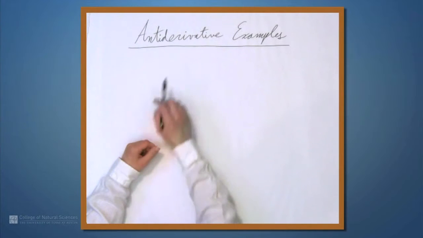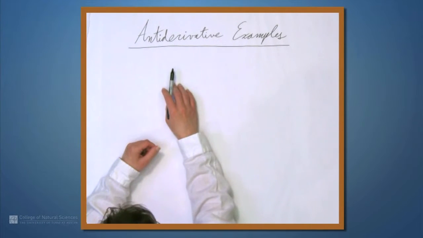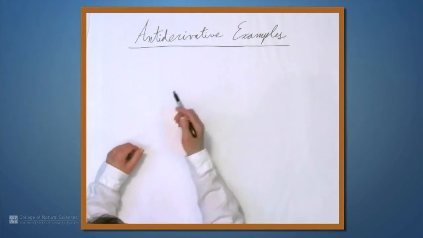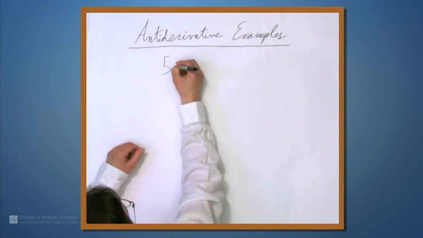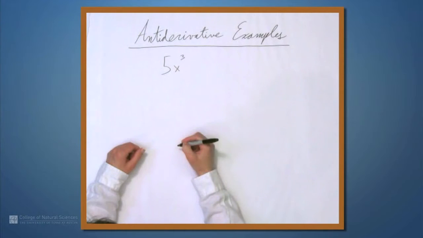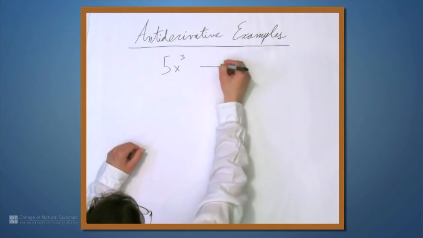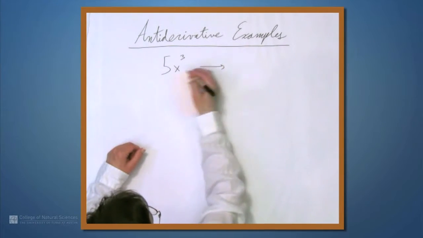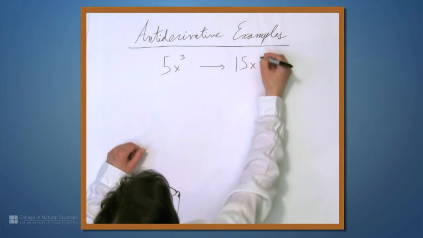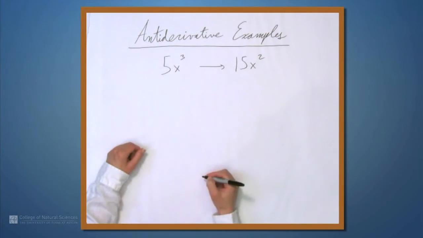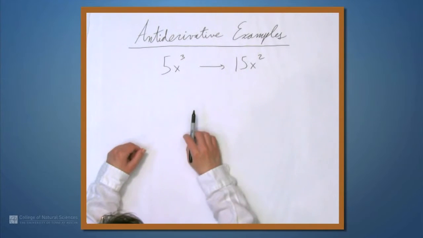So we're here at the example table, and in this video we're going to be looking at some examples of antiderivatives. So, well, what's a derivative? If we have something like 5x cubed, we get the derivative here by using the power rule. The 3 comes down and multiplies by the 5 to give us 15, and then we have x squared, right? We decrease the 3 to 2.